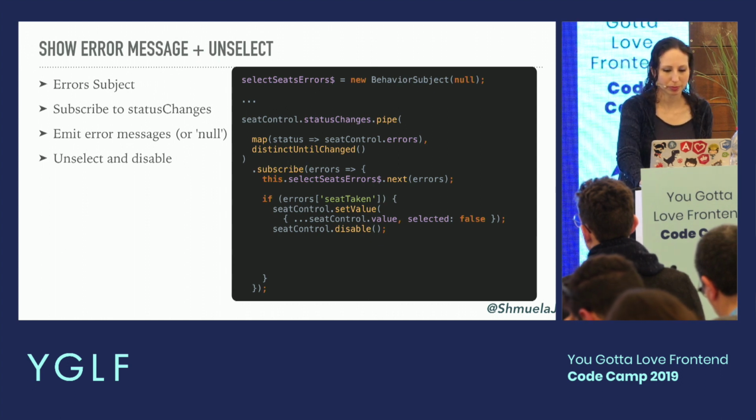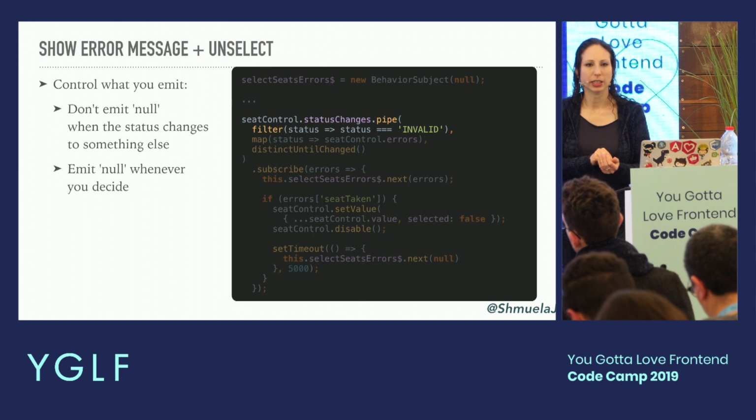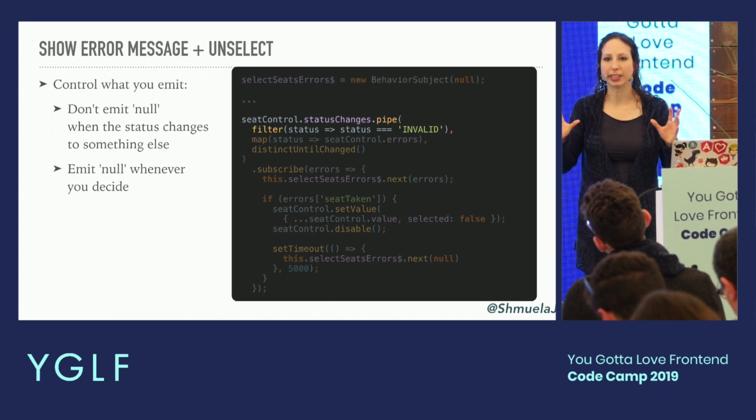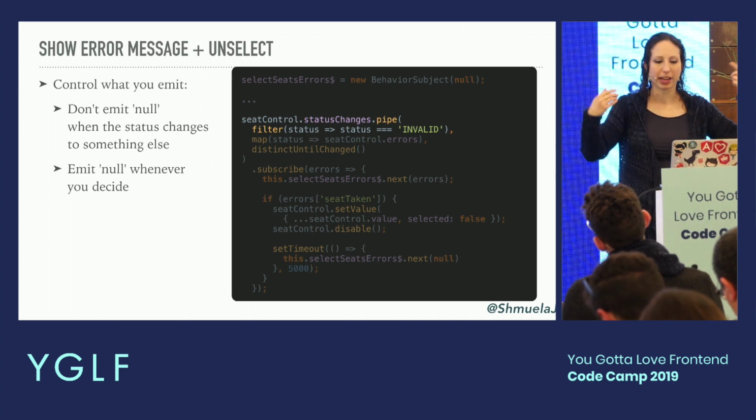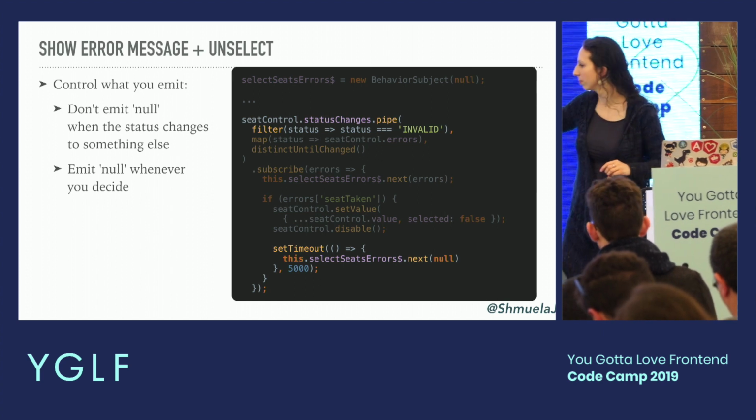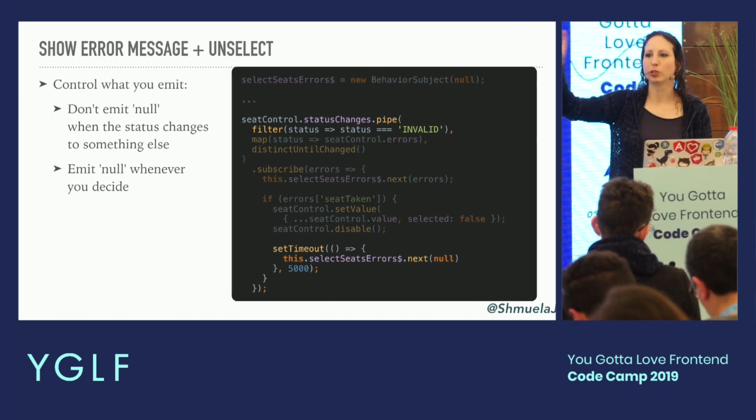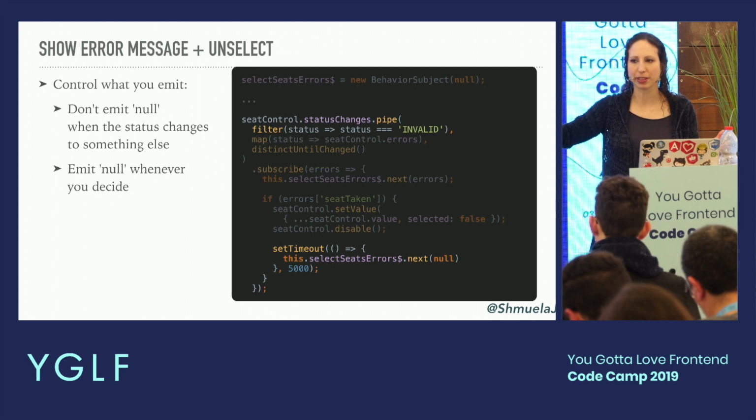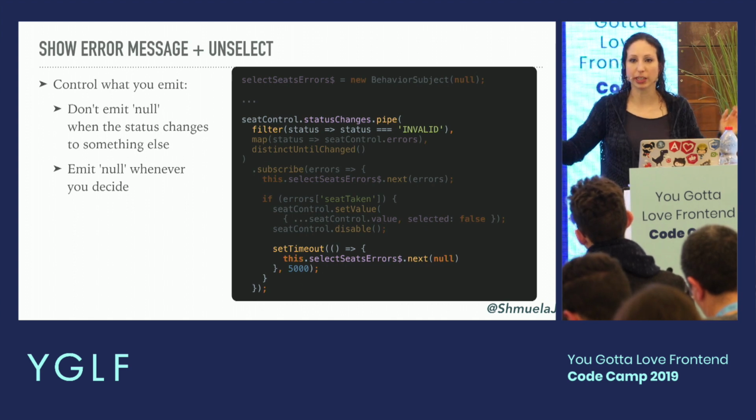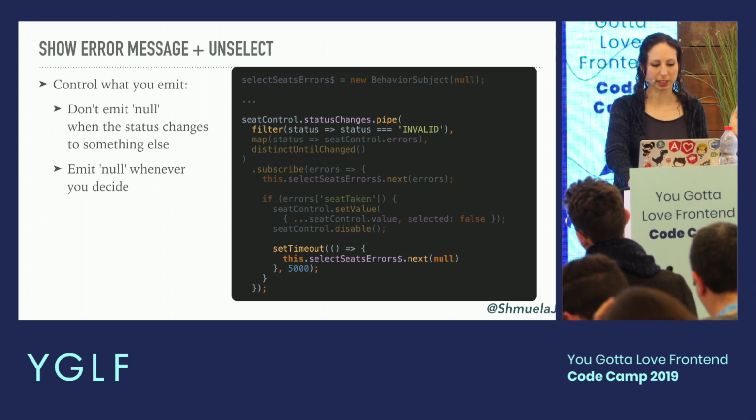So what do we do? We take control over it. First of all, we want to see only if the status is invalid. Okay? Don't do anything if it's valid. Only if it's invalid, I'm telling it to show the error message for 5 seconds, and then I'm passing the null by myself. So whether the user has unselected or whatever happened there, for 5 seconds we show the error message and then it disappears. So I'm in charge of when the error message is displayed.